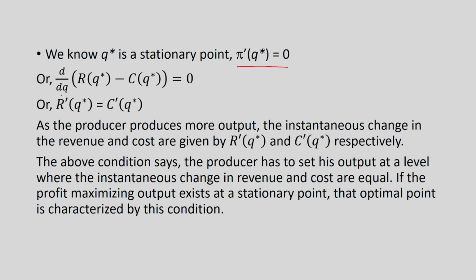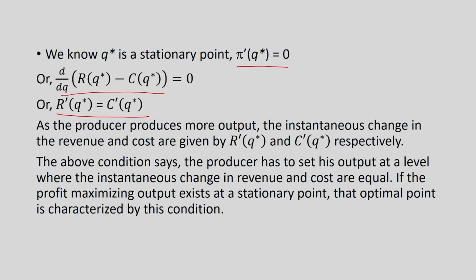And that boils down to this condition because pi of Q is equal to R of Q minus C of Q. And so, we have this condition which is R dashed of Q star should be equal to C dashed of Q star. So, this necessary condition therefore gives us a method to find out or isolate that particular output value where the maximum profit is occurring.